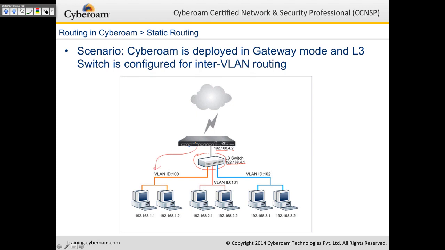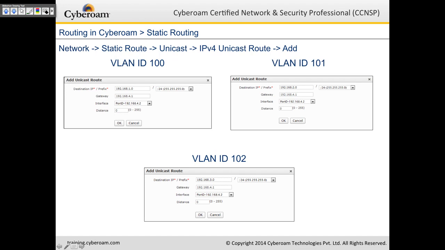So if Cyberoam wants to reach any one of the VLANs, let's say VLAN 100, don't you think you need a static route? You need to add a route in the Cyberoam saying: if the destination is the 192.168.1.0 network, route it via this IP address.